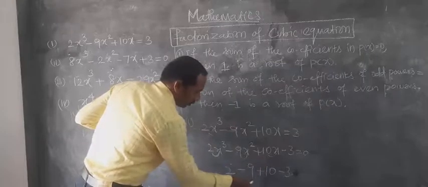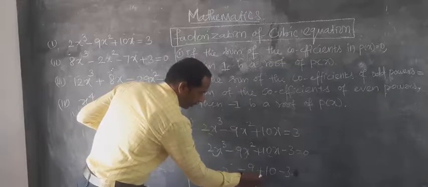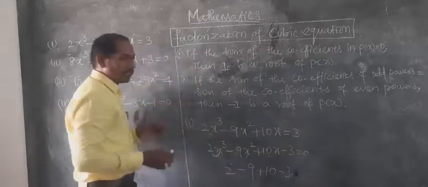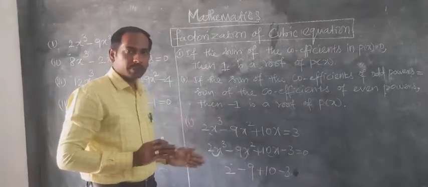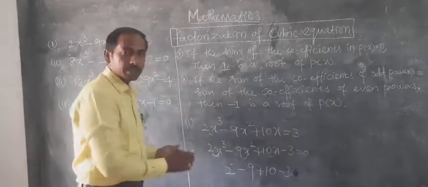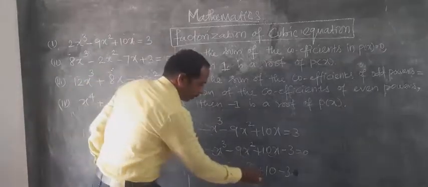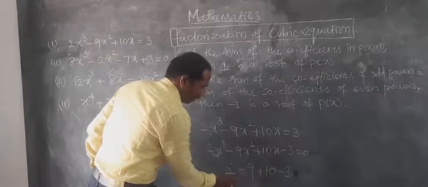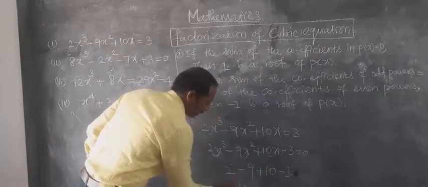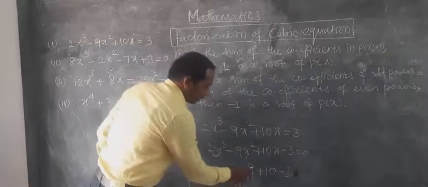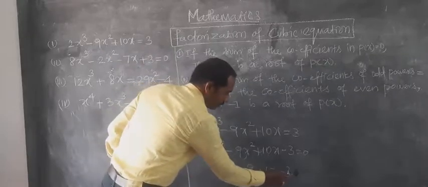So 2 plus 10. Here positive, here positive. If the sign is the same, you have to add and put the present sign in the number. So here plus 10 means you can add 10 plus 2, 12, and the sign is positive. Like this, here minus 9, minus 3, just check it.